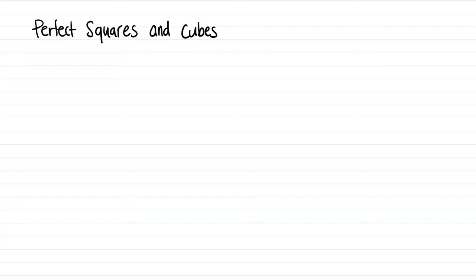This is Katie and today's topic is perfect squares and perfect cubes. Let's start with the definition of these two terms. Perfect squares, these are the numbers that you get when you multiply two equal numbers.